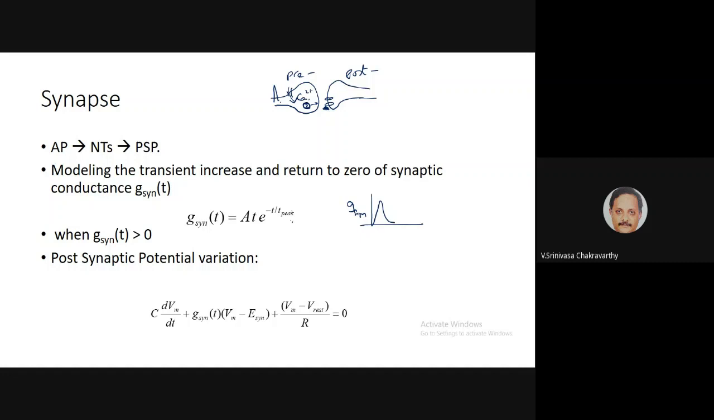I'll call this G-syn, which stands for the conductance of the synaptic channel. That is the channels which participate in neurotransmission in the synapse. How does the conductance of these channels vary as a function of neurotransmitter?